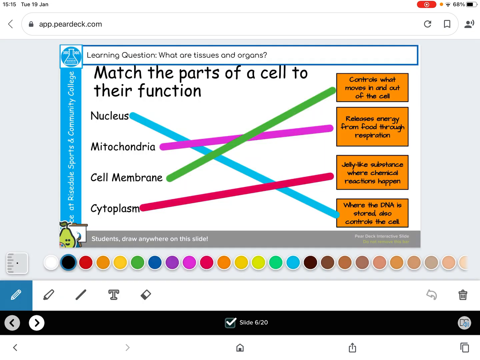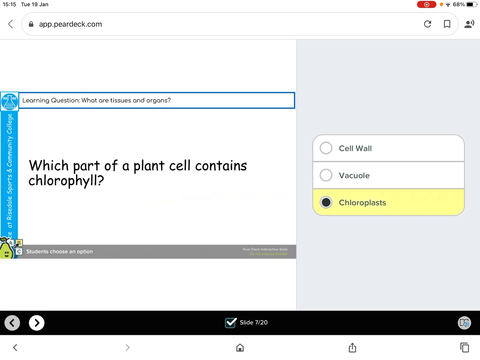If you did that revision, you should have easily been able to match up the functions of the parts. So a nucleus is where the DNA is stored and controls the cell. The mitochondria releases energy from food through respiration. Cell membranes control what moves in and out of the cell, and cytoplasm is the jelly-like substance where chemical reactions happen. Which part of the plant cell contained that green pigment called chlorophyll? And that part was a chloroplast.